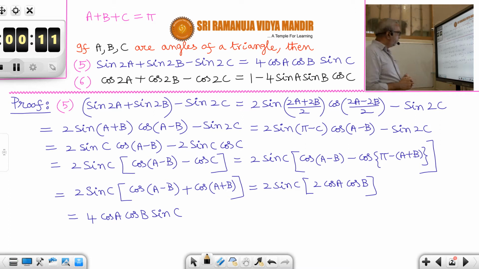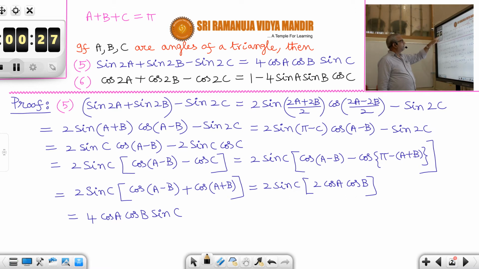I have explained about 4 conditional identities. I think 5 also I have explained in the last class, but anyhow I will start from 5. Conditional identity number 5.